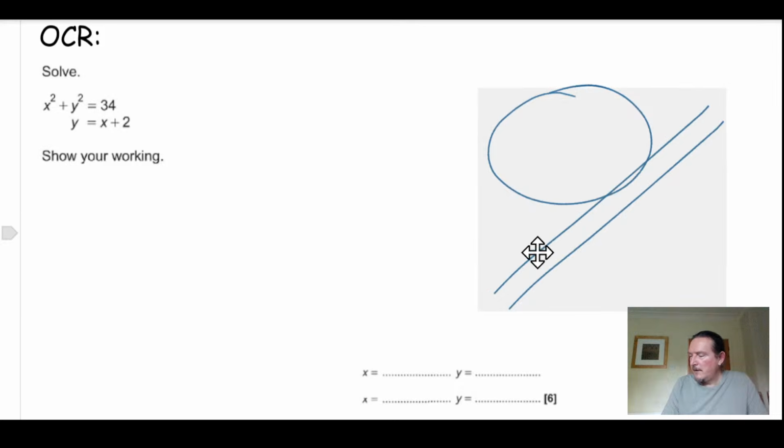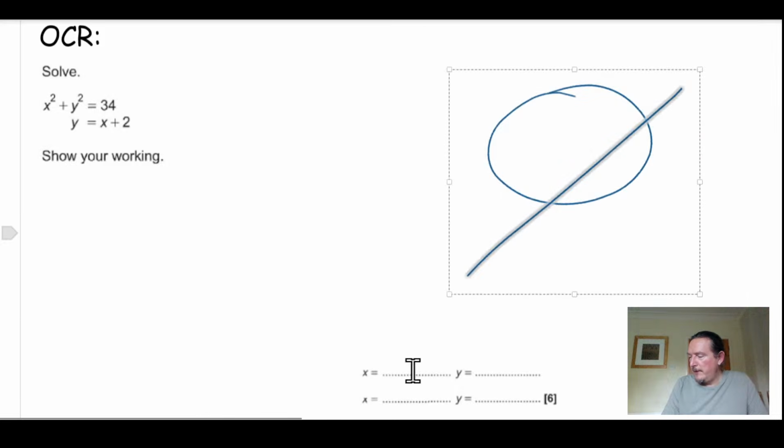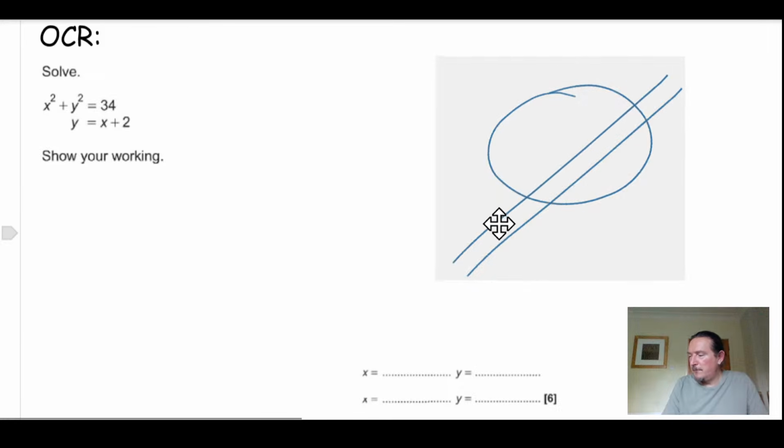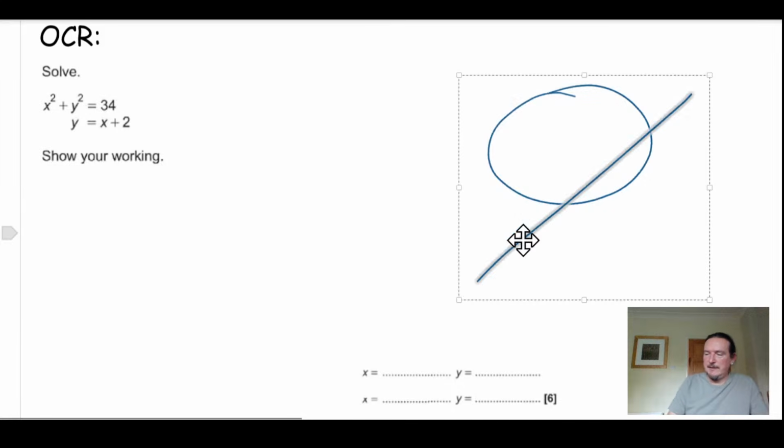Okay, so presumably there are two here, because there's two places on the answer line to write an x value and a y value twice. So I'm expecting it to go through twice, and there'd be two solutions in this case.